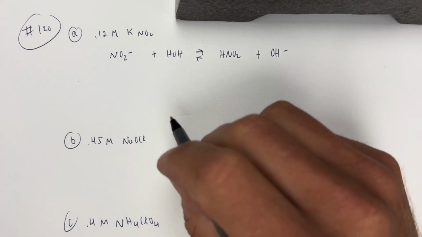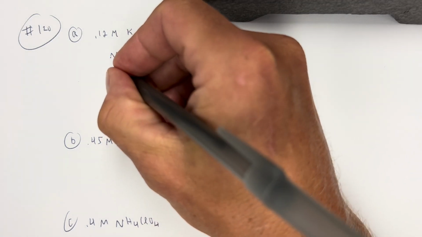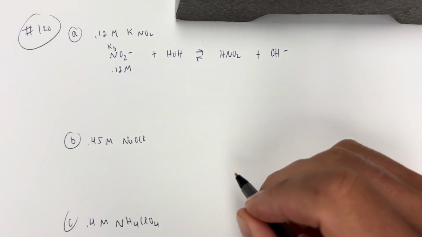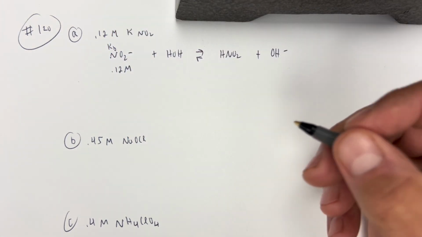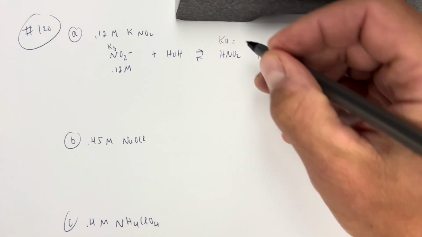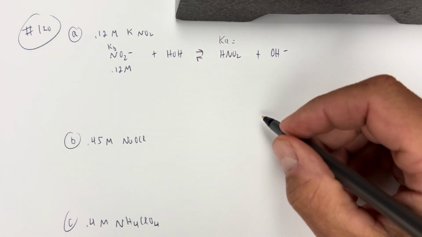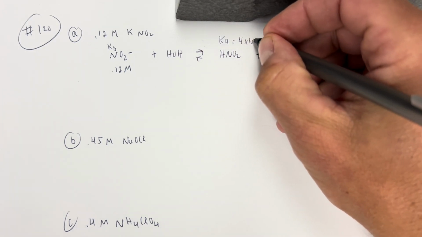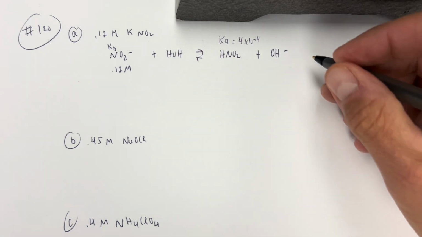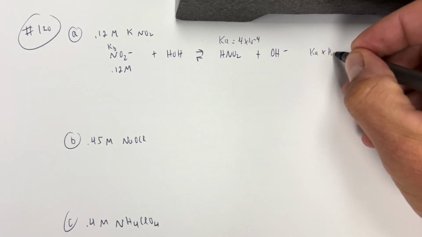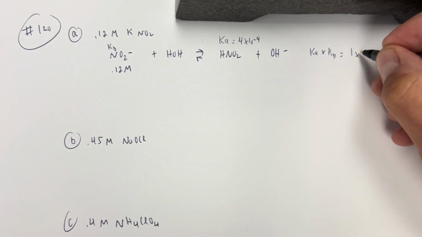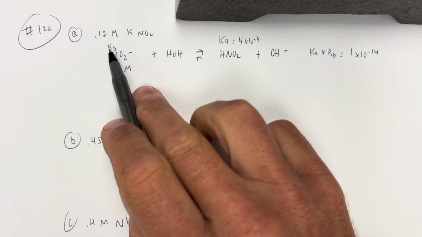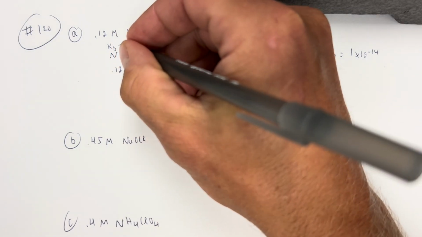I want to know the pH, so in order to know the pH, we have to know this initial concentration, which is 0.12 molar, and we need to know the Kb value of NO2 negative, which if you have that on a chart, would be good. You might know the Ka of its conjugate acid. The Ka of this is 4 times 10 to the negative fourth. Remember, Ka times Kb for conjugate acid bases equals 1 times 10 to the negative 14. So if I take 1 times 10 to the negative 14 divided by that, I get this Kb value, which is 2.5 times 10 to the negative 11th.